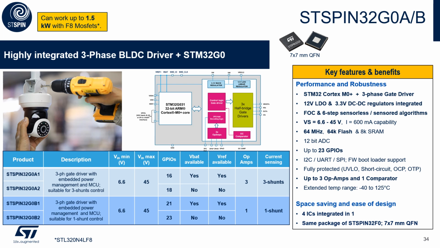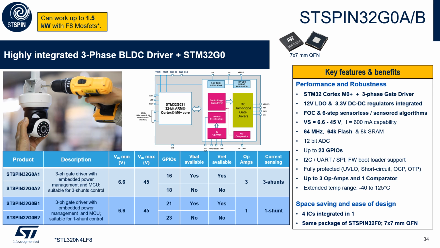They are differentiated into an A version for 3 shunt current sensing, which comes with 3 op-amps, and a B version which comes with 1 op-amp for 1 shunt current sensing. There's also a differentiation between 1 and 2. 1 comes with a VBAT and VREF pin option, and 2 is without. The VBAT pin can be used to supply the microcontroller via a battery when the main supply voltage is not present, and the VREF can be used to give a reference voltage to external components.